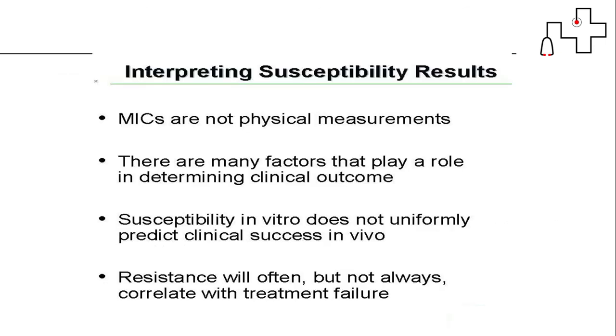Now how do we interpret the susceptibility results? MICs are not physical measurements. There are many factors that play a role in determining clinical outcome. Susceptibility in vitro does not uniformly predict clinical success in vivo. For example, a certain antibiotic may act against a certain pathogen at a certain MIC, but that does not mean it would act the same when administered to the patient. Resistance will often but not always correlate with treatment failure. So if there is a treatment failure, there are chances that antibiotic resistance is present.